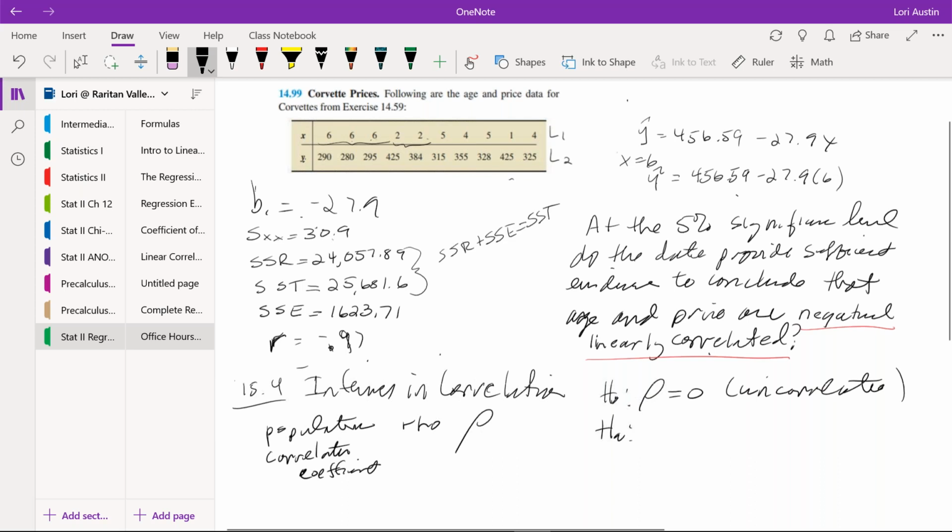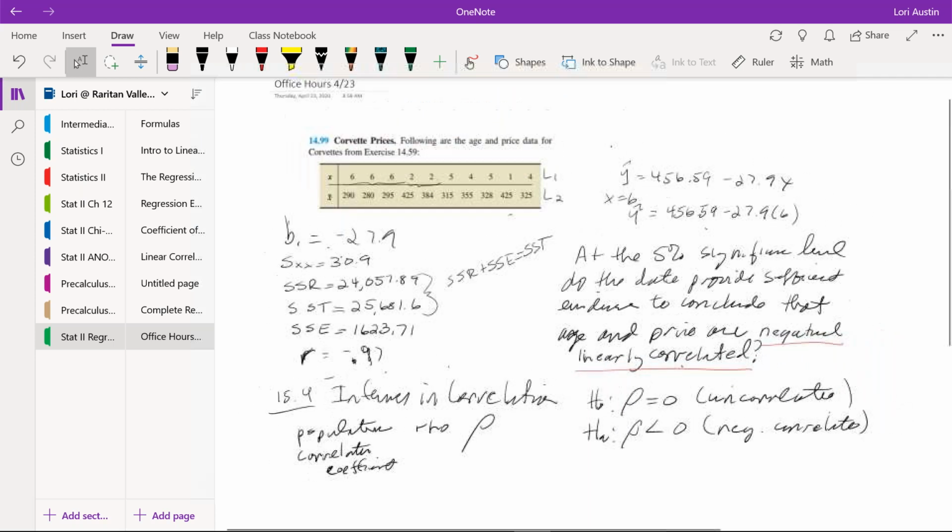Now, unlike slope, correlation can go in either direction. It could be negative, in which case rho is less than 0. It could be positive, in which case rho would be greater than 0. Or if you are not given a direction of negative or positive, you would just say rho does not equal 0. Okay? In this particular problem, we are asked for negative linear correlation. So we're going to have rho less than 0. That means a negative correlation. And that's what we're checking to see.